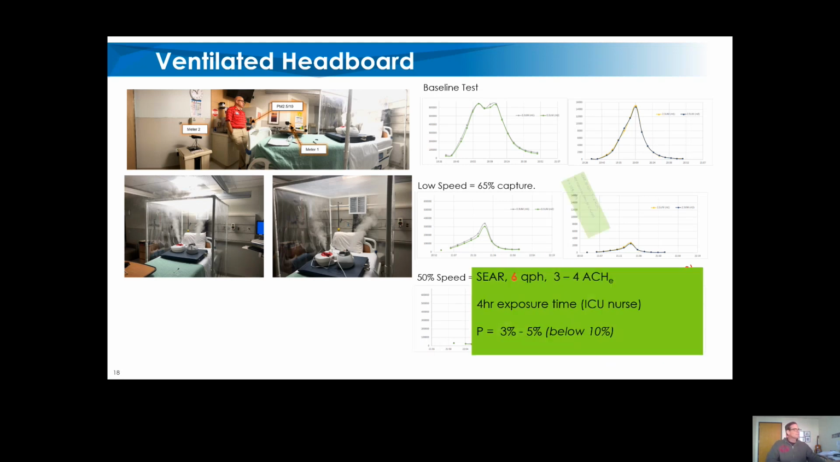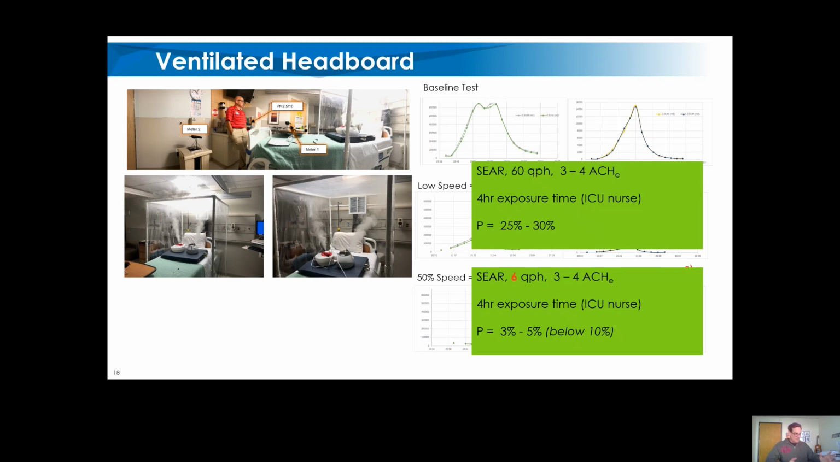And so in this case, for an ICU nurse at a 4-hour exposure time, the standard aerosol environmental risk goes from 25% essentially down to 0, or below 10% for sure. And the change here is the number in red. So what we're doing is we're decreasing the contamination by 90% or 100%, and then that changes the risk that's associated with that.